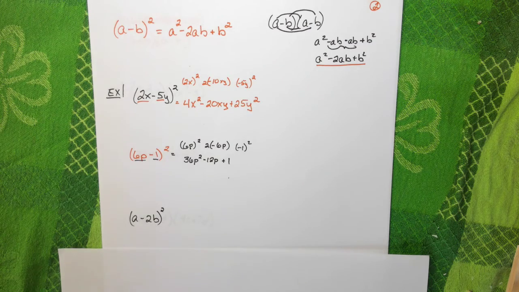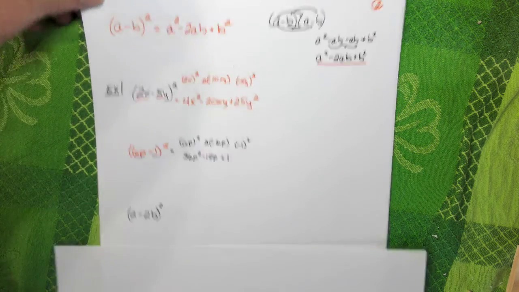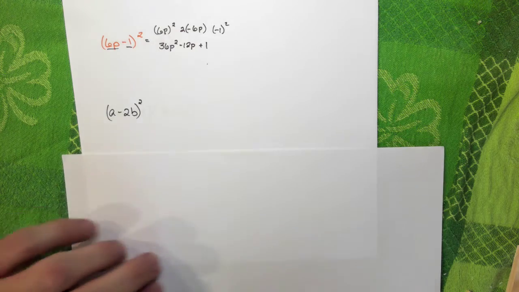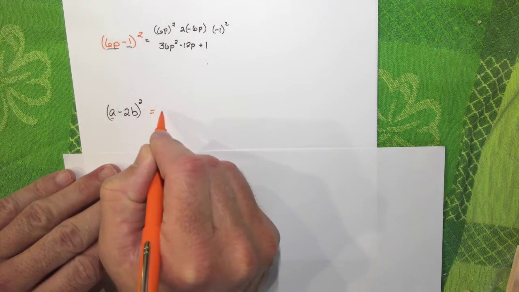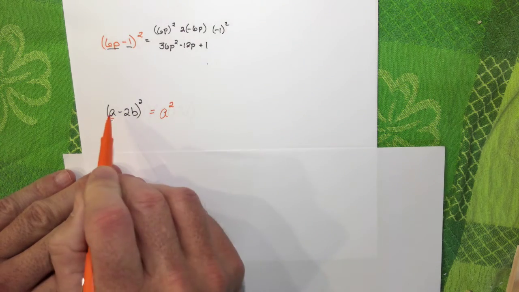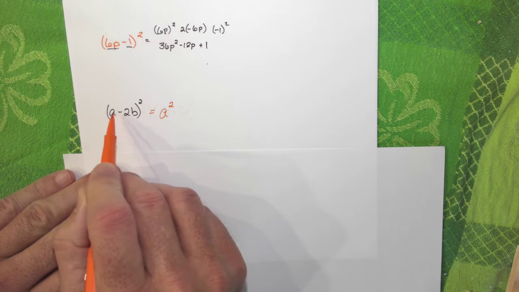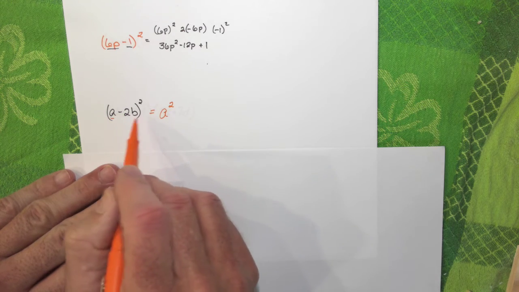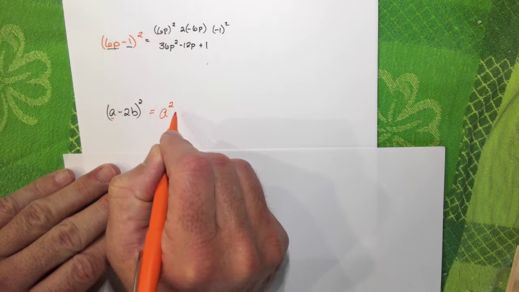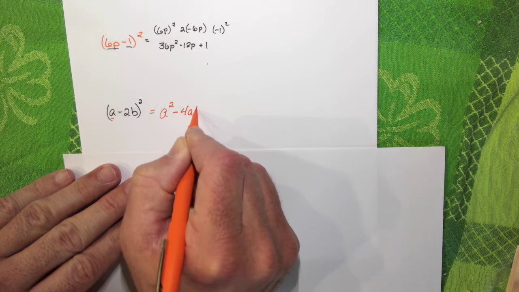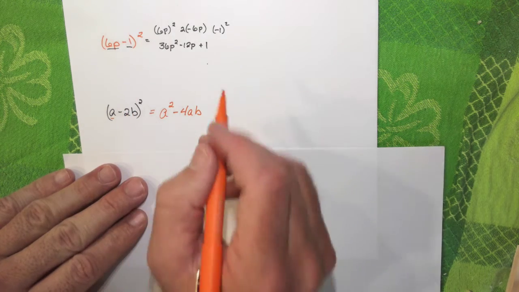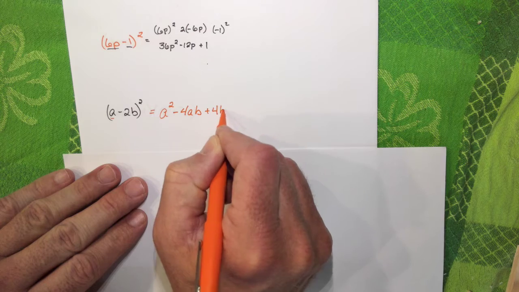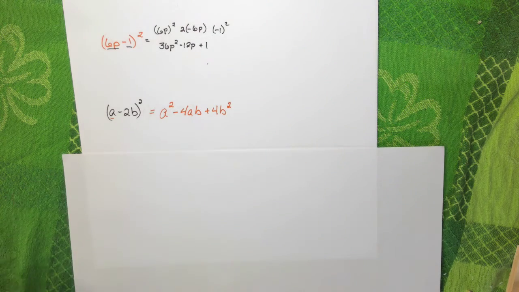Our third example for a difference squared is the following. So let's see if we can do this without showing our work. Our first term is a, so we have to square it. A squared. Product of the two terms, negative 2ab, and we have to double that. So minus 4ab. Last term, negative 2b, but that's all being squared or times itself. Positive 4b squared. Again, FOIL it if you don't believe me.